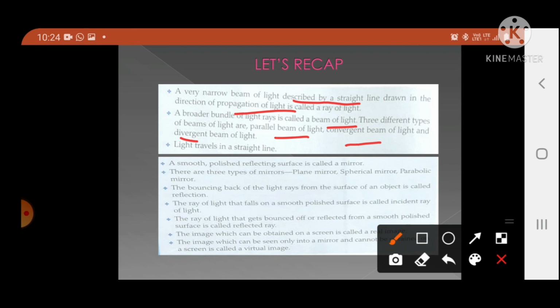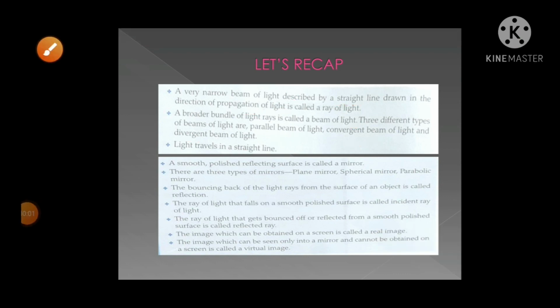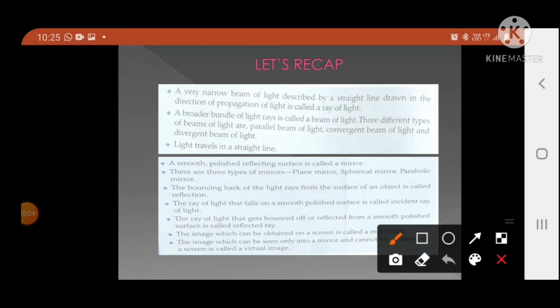Light travels in a straight line. A smooth polished reflecting surface is called a mirror. There are three types of mirror: plane, spherical and parabolic. The bouncing back of light rays from the surface of an object is called reflection. The ray of light that falls on a smooth polished surface is called the incident ray. The ray that gets bounced off from a smooth polished surface is called the reflected ray. The image which can be obtained on a screen is called a real image. The image which can be seen only in a mirror and cannot be obtained on a screen is called a virtual image.